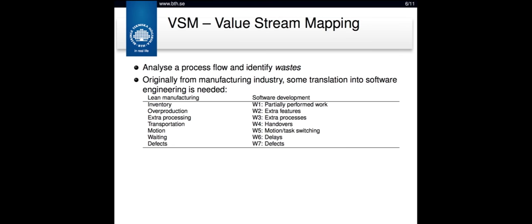Value stream mapping is a tool to analyze a process flow and identify waste. It originally comes from the manufacturing industry, and therefore some translation into software engineering is needed. So for example, when you talk about inventory in lean manufacturing, we would talk about partially performed work in software development, and so on and so on.